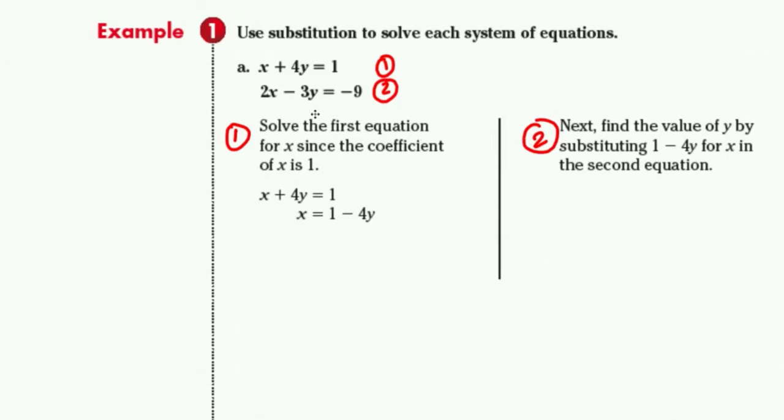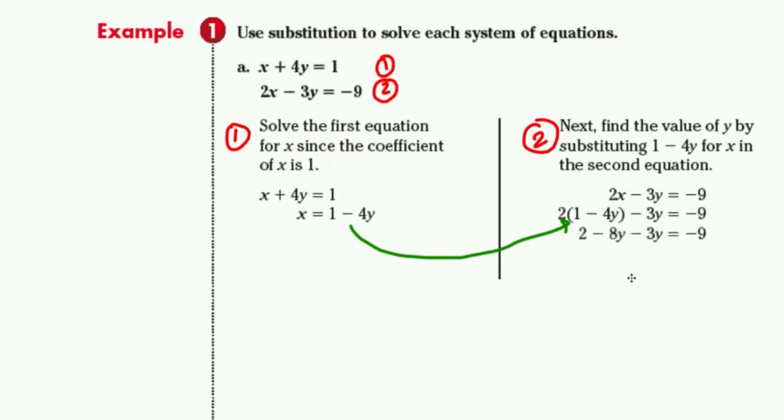So in equation 2, we get 1 minus 4y and substitute it for that x right there. So we copy the equation, 2x minus 3y equals negative 9, and we simply substitute the value of x. If you notice, 1 minus 4y has been substituted for x. So now you have 2 times (1 minus 4y) minus 3y equals negative 9.